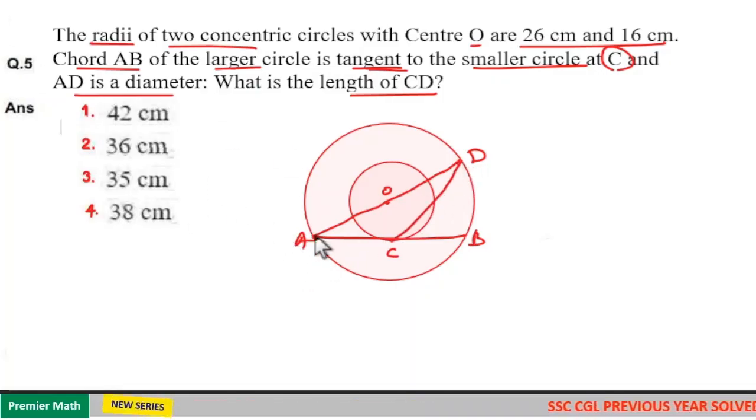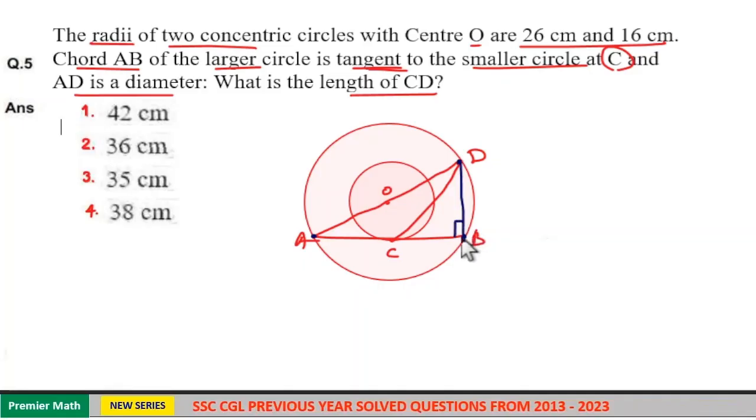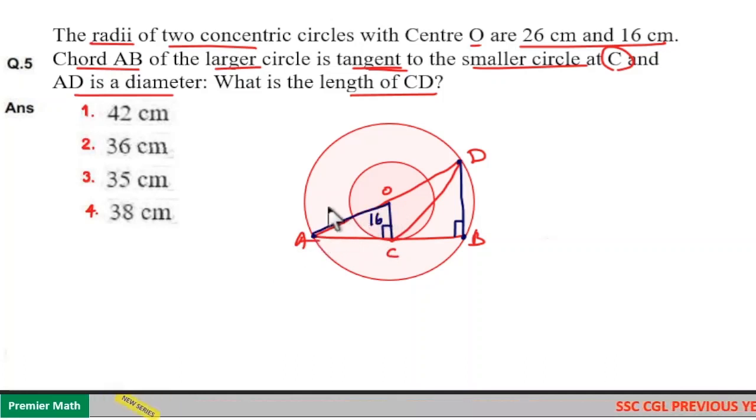Here, if you look at this, AD is diameter. Diameter creates 90 degree at any point on the circumference of the circle. Point B is on the circumference of the circle, so this angle is 90 degree. Same way, radius creates 90 degree with the tangent. And here radius of smaller circle is 16. And this AO is radius of larger circle, which is 26. So this is also 26.